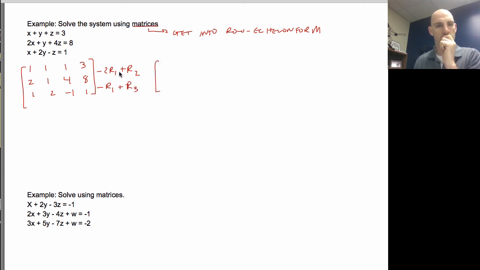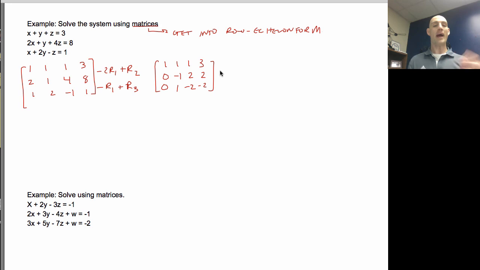Okay, so what do I end up with? 1, 1, 1, 3. And this one's going to be negative 2, so this is 0. Negative 2, so this is negative 1. Negative 2, so this is 2. And negative 2, so this is 2, because negative 6 plus 8 would be 2. I'm also going to do negative row 1 plus row 3. So this would be 0. Negative 1 plus 2 would be 1. And negative 1 plus negative 1 would be negative 2. And then negative 3 plus 1 would be negative 2. Okay, so check this out.